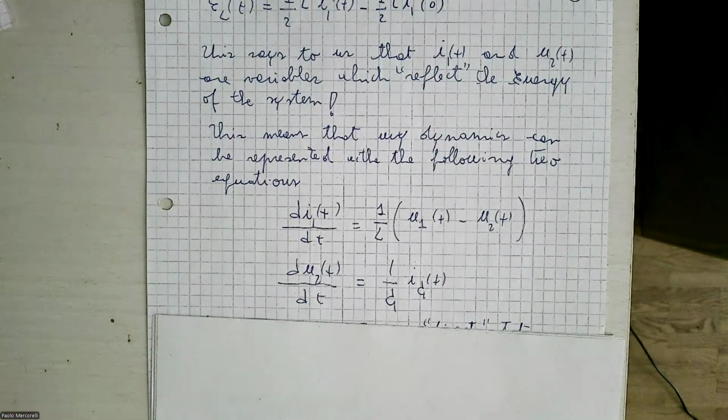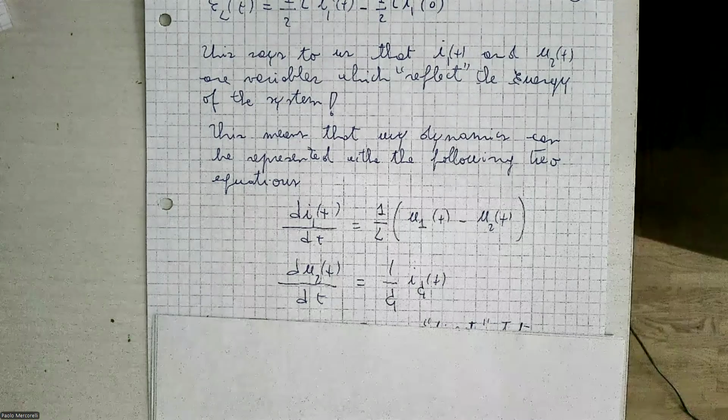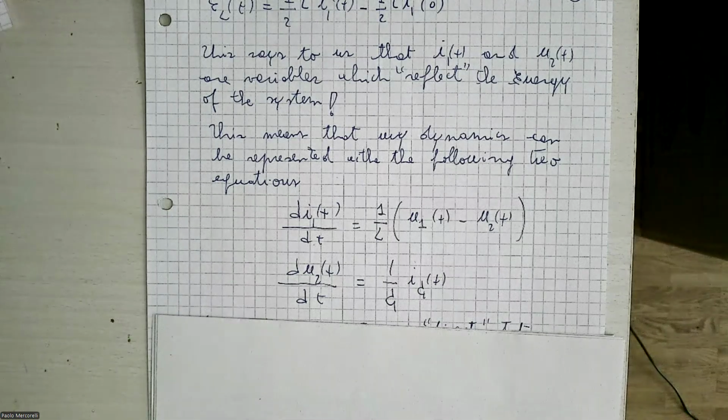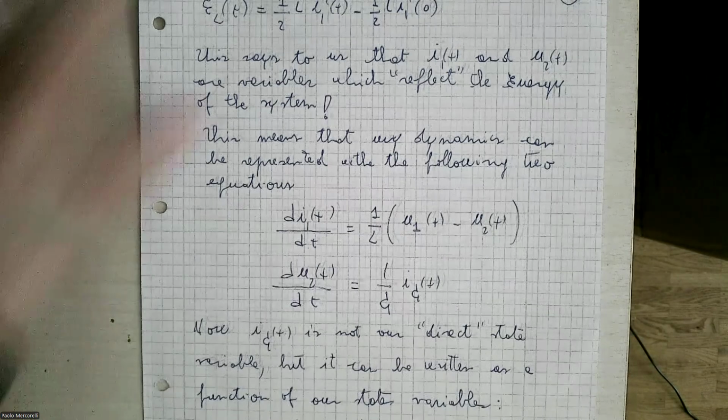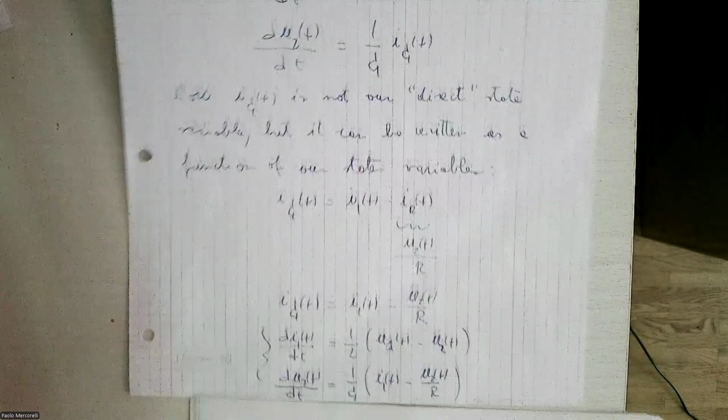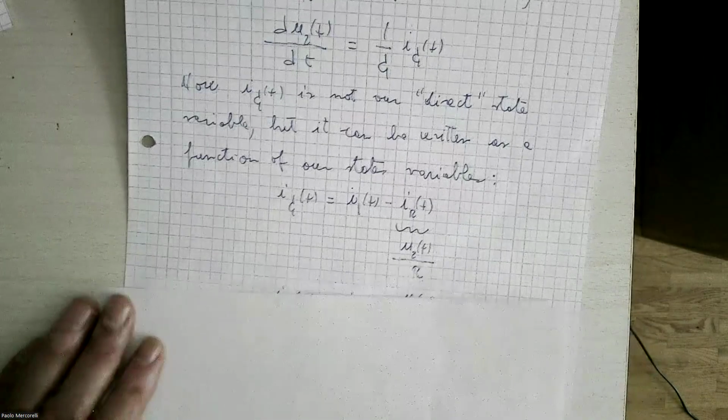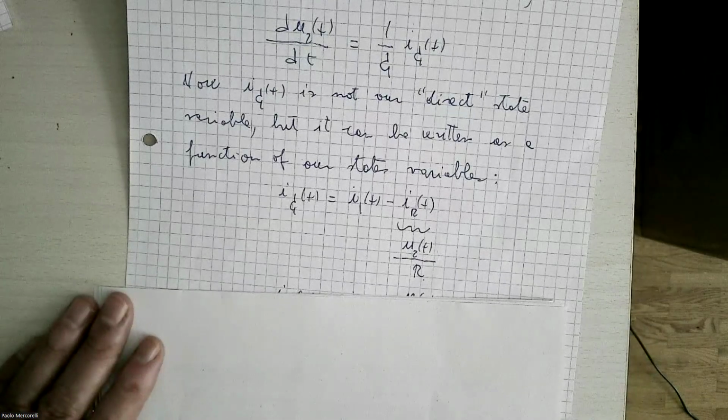Now, as I clarified, we have the first equation. We have the second equation just considering the definition of the capacitance. But the idea is to put the equation in this form here: the derivative of the states equals a function of states and inputs, in order to obtain exactly this representation, which I told you, x dot equals A multiply x plus B multiply u.